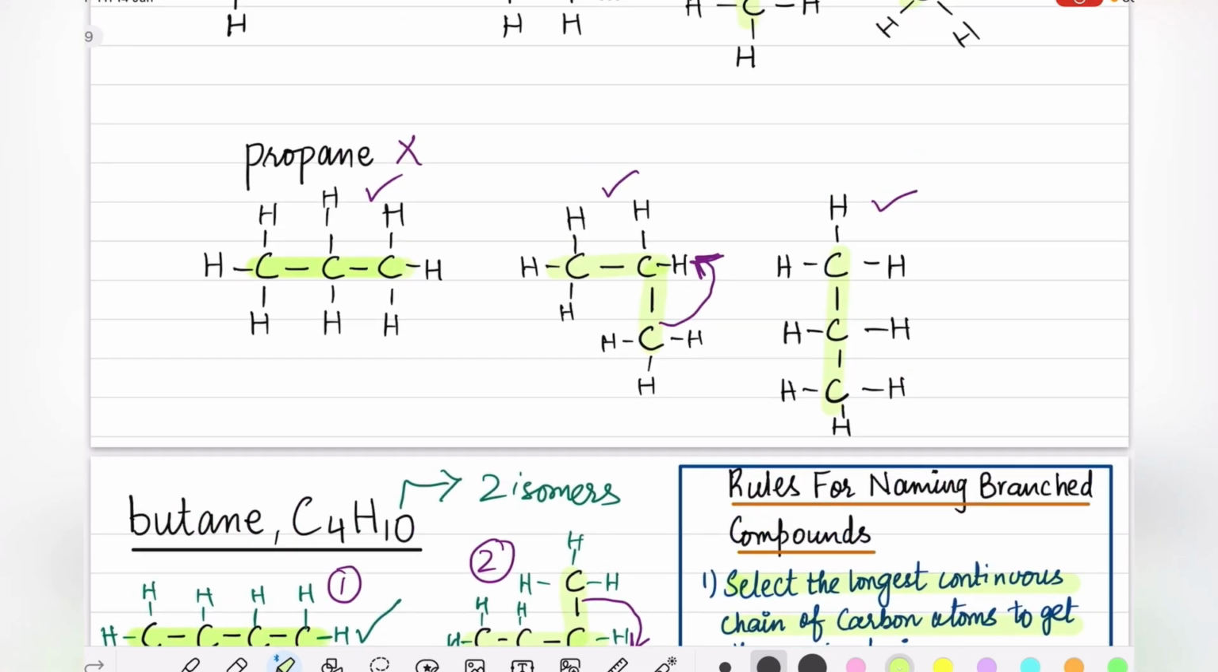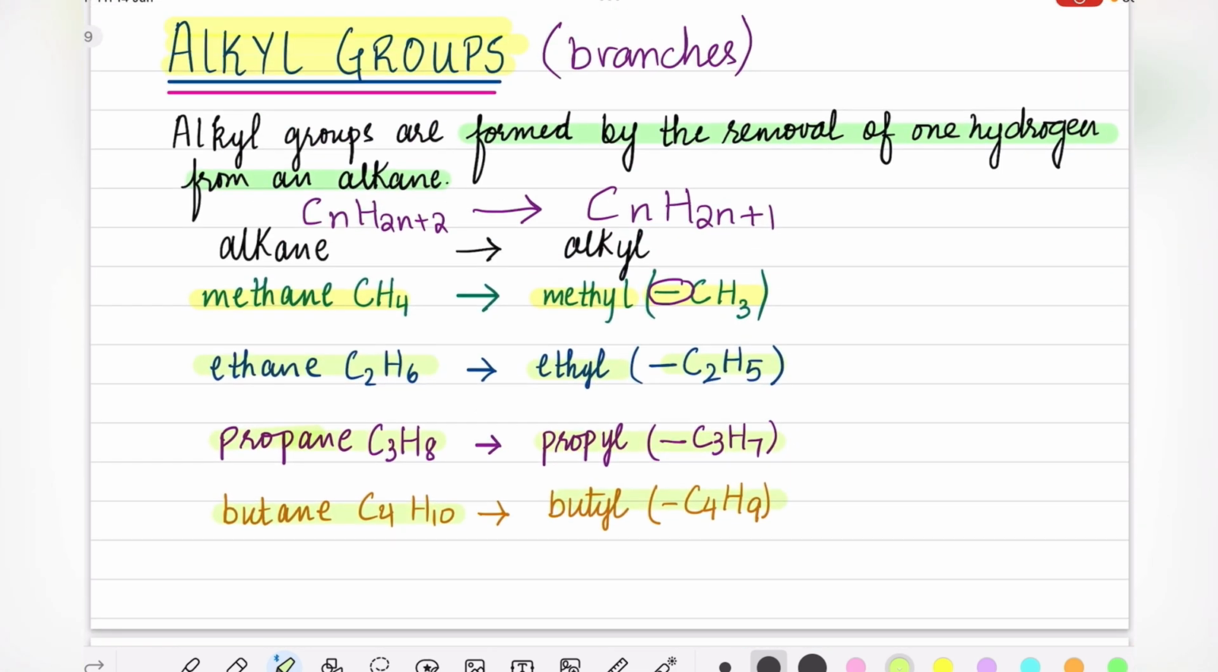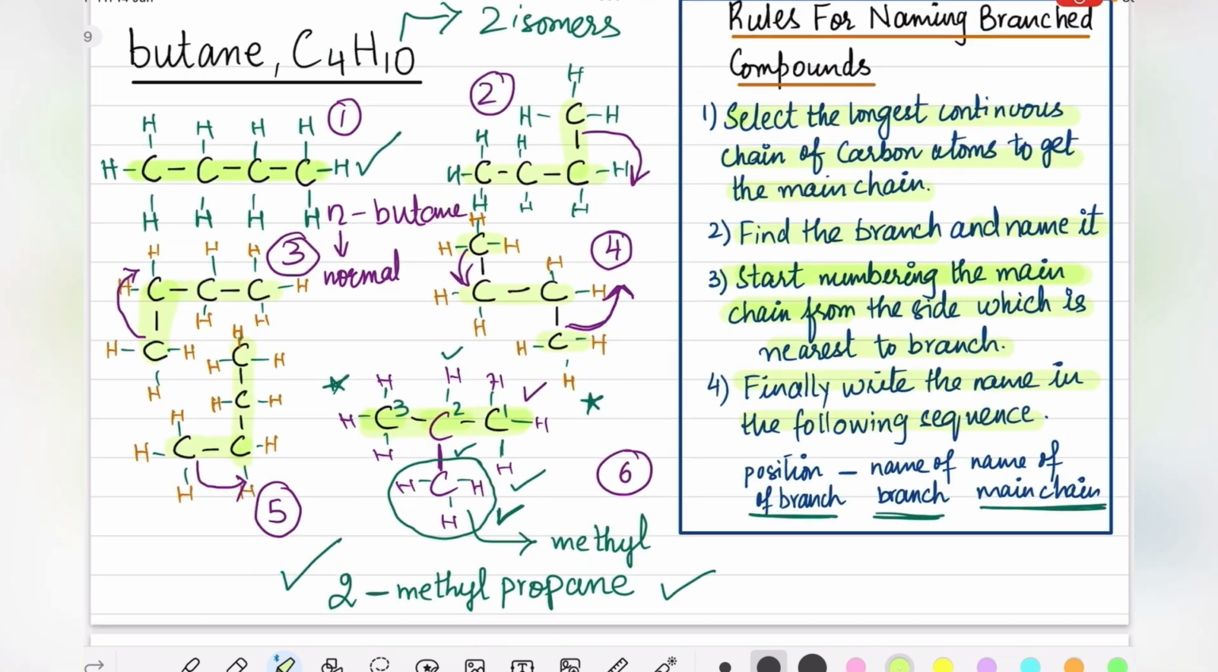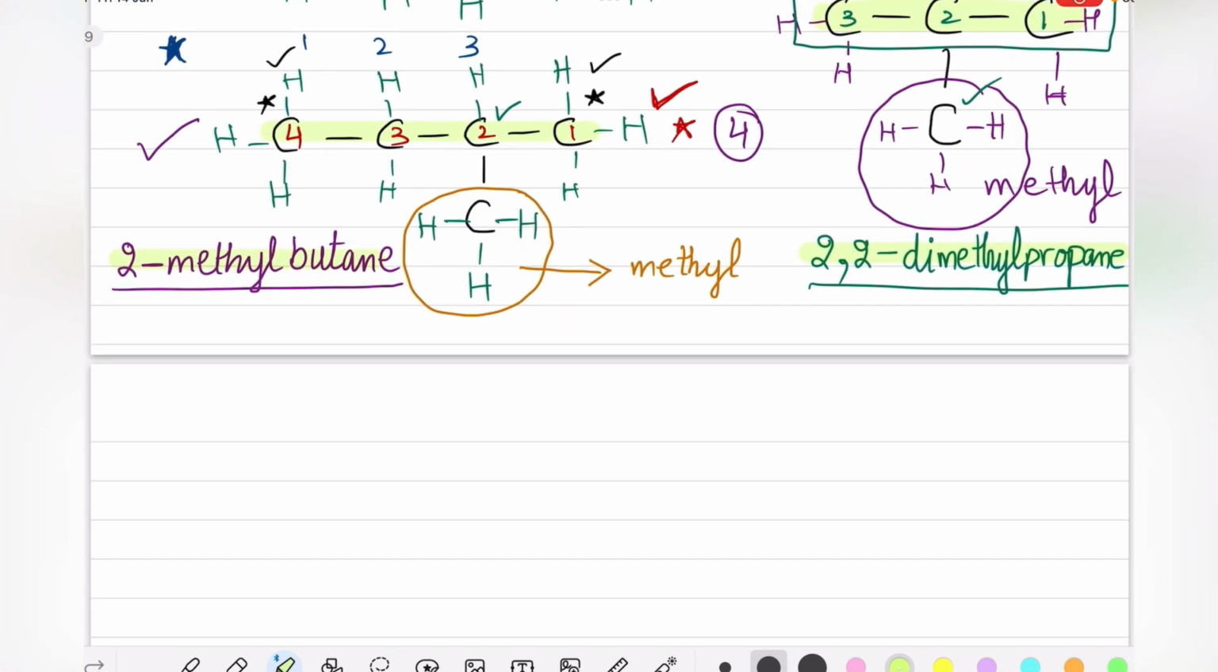I hope everything that is explained in this video will be helpful for you. Now practice the isomers of alkanes with a higher number of carbon atoms, and remember that as we go down the homologous series, with the increase in the number of carbon atoms, the number of isomers also increases.